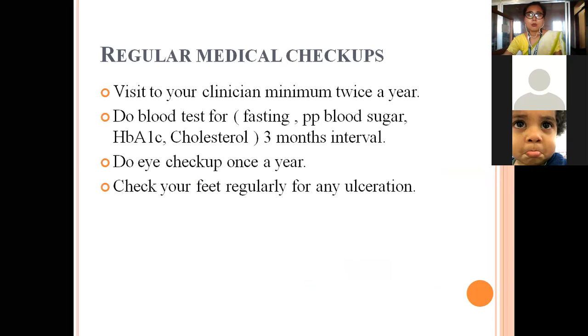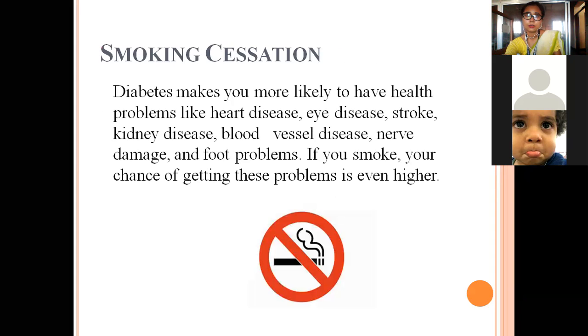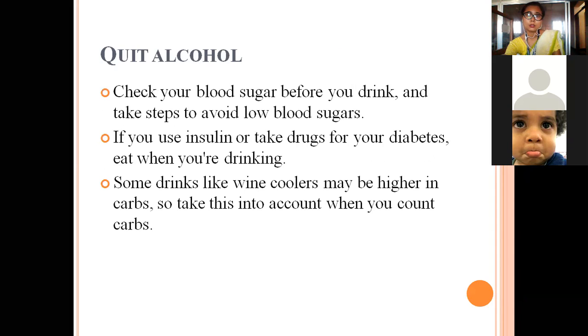And do an eye checkup once a year, because one of the complications of diabetes is diabetic retinopathy. Means diabetes can damage the nerve of the eye. So an eye checkup should be done at least once a year. And check your feet regularly for any ulceration. Smoking cessation, and quit alcohol.